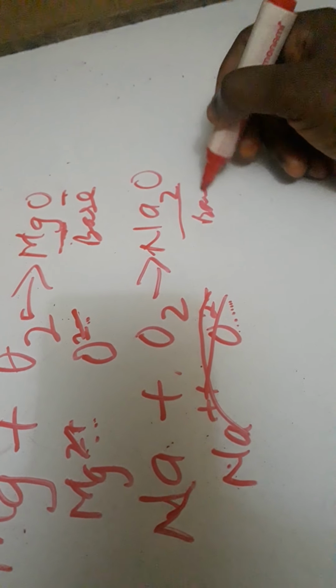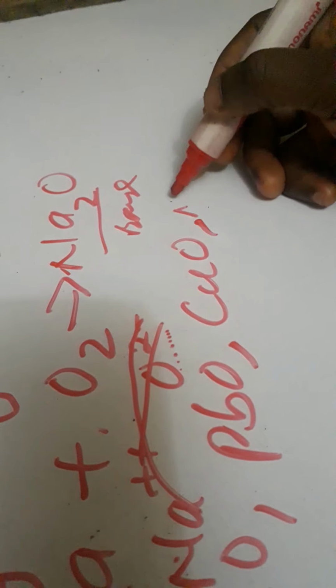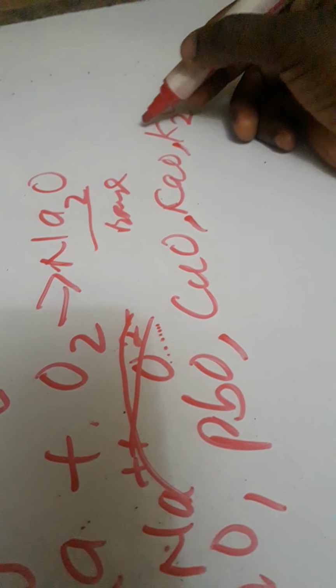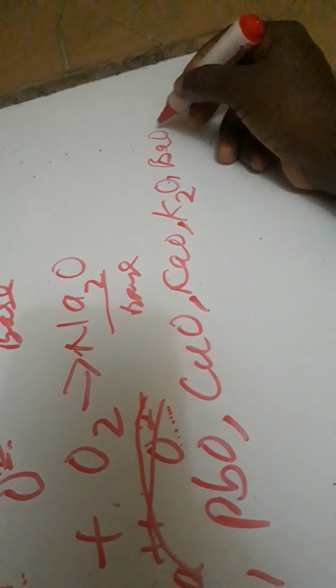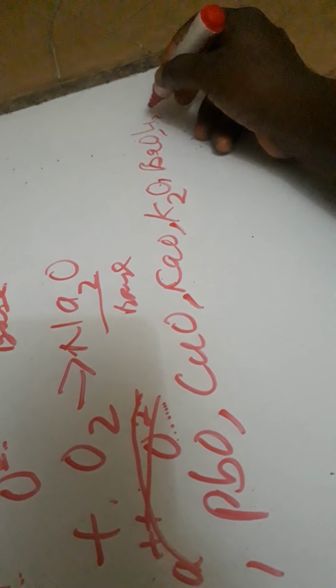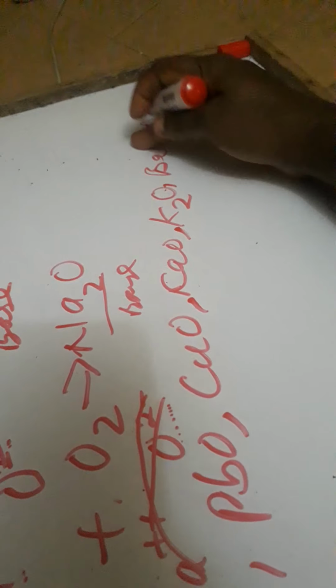Other examples are zinc oxide, lead oxide, copper oxide, calcium oxide, potassium oxide, because potassium is 19, that's +1 here, and oxygen carries -2, exchange their valencies. Now, so these are examples of metals. Even barium oxide, they are metallic oxides. Lithium oxide, beryllium oxide, and so on.